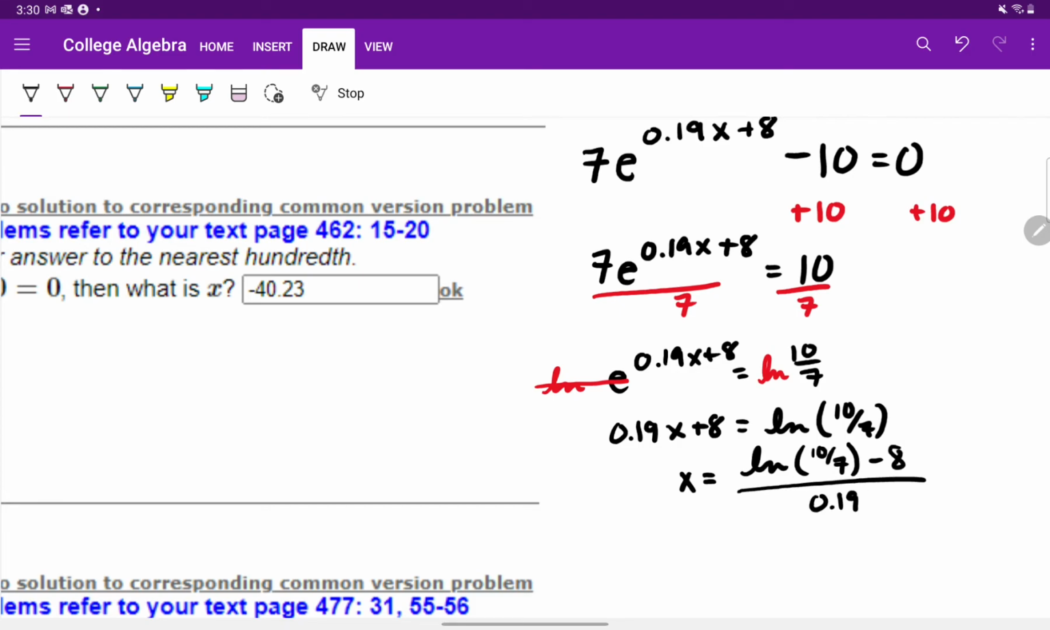And when we punch this into our calculator, it's pretty convenient because of that natural log button. We just type in ln, which I believe populates its own open parenthesis, and then 10 divided by 7. You will have to close the parenthesis, however, minus 8. And since this is all in the numerator, you're actually going to need parentheses around the whole expression, divided by 0.19. And that should get you your accurate reading on your calculator. When you type this all in, you should get something around negative 40.23.